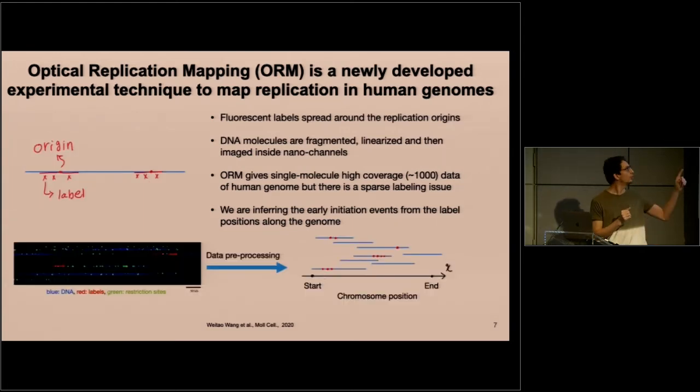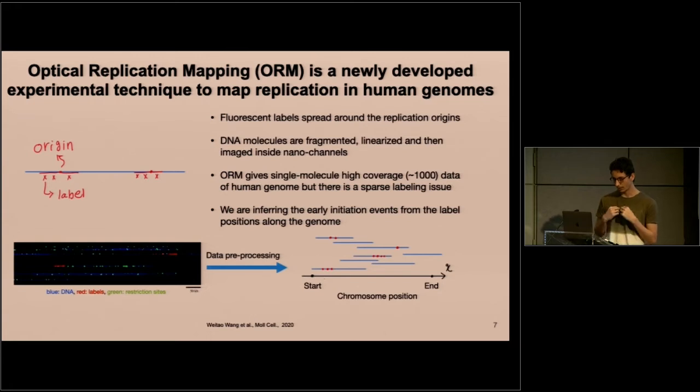In this image, you can see an example of an ORM image. Here, the blue is the DNA, the red dots are the labels that are incorporated into the DNA, and the green dots are the restriction sites, which are molecules that bind to specific sequences in a DNA molecule and can be used as a barcode to locate the position of the DNA fiber along a chromosome.